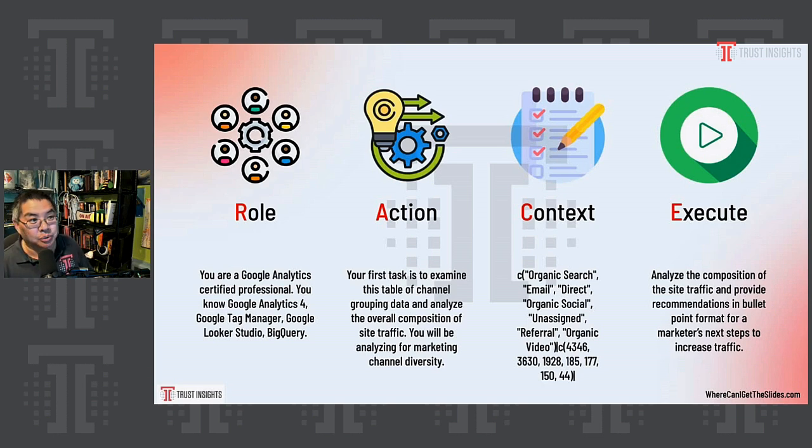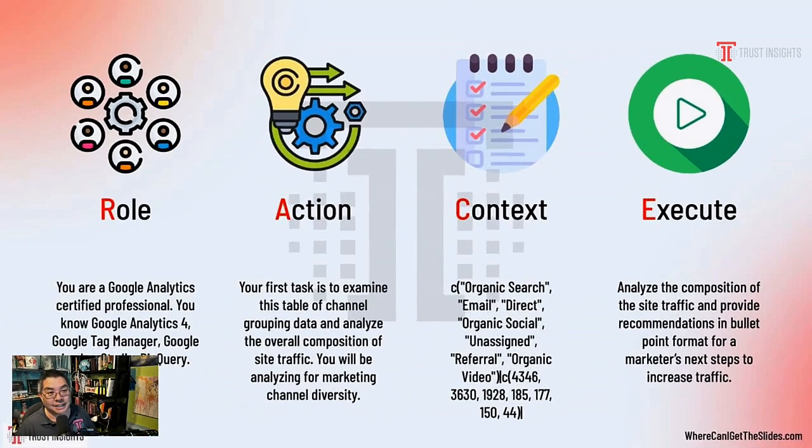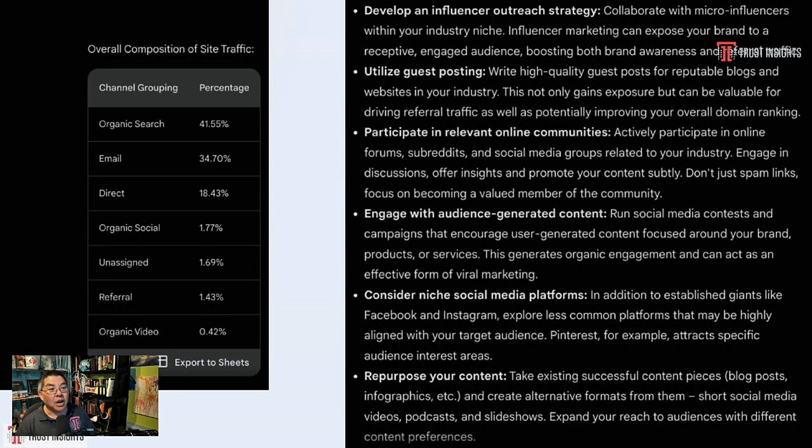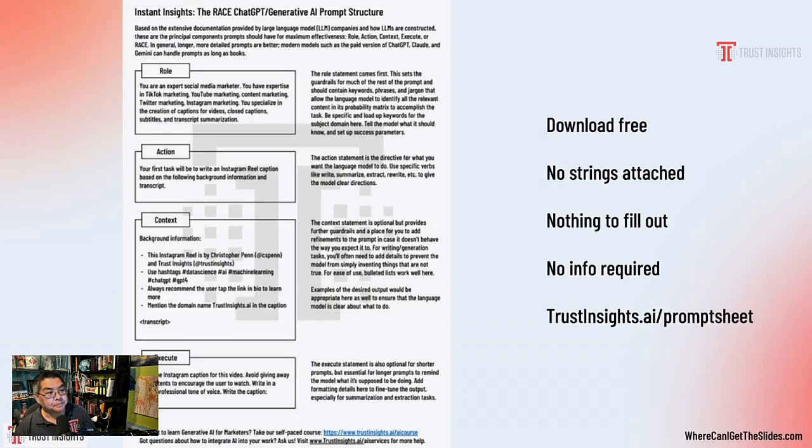Your first task is to examine this table of channel grouping data. You tell it what it's supposed to be doing. Then you give it a bunch of data. You actually give it the data in the context section. And then the execution statement: here's how you should be processing this, right? So that RACE statement, when you give it to a language model, comes up with really good results. Why? We gave it a lot of relevant words. We gave it very specific words that it was able to find the correct associations with.